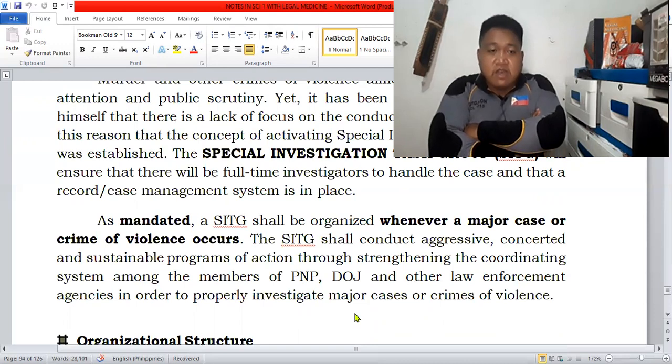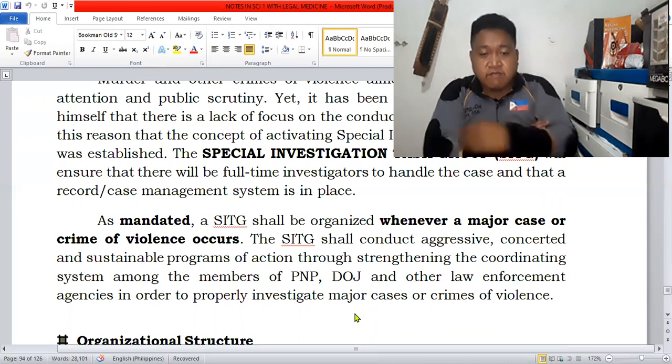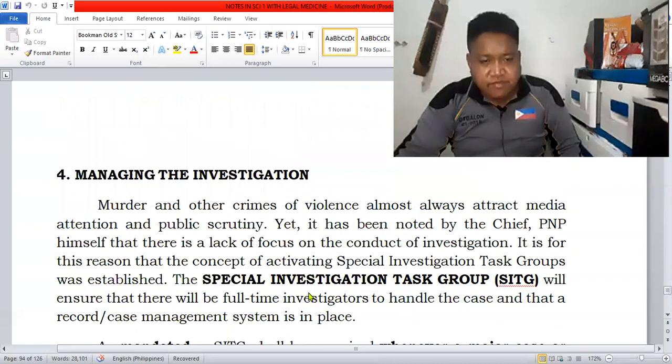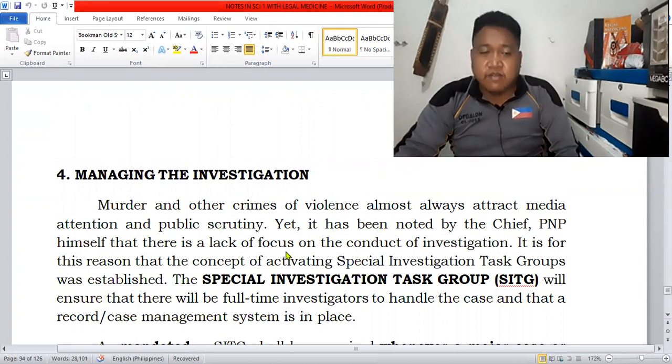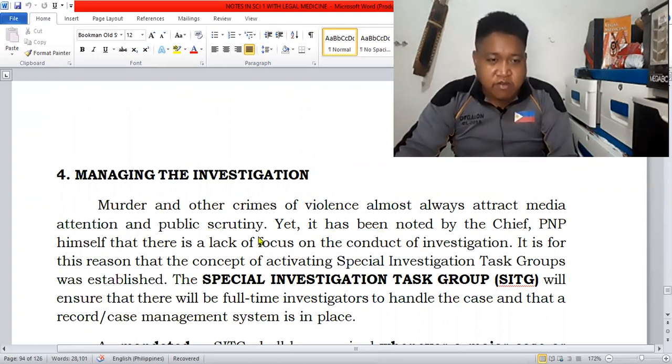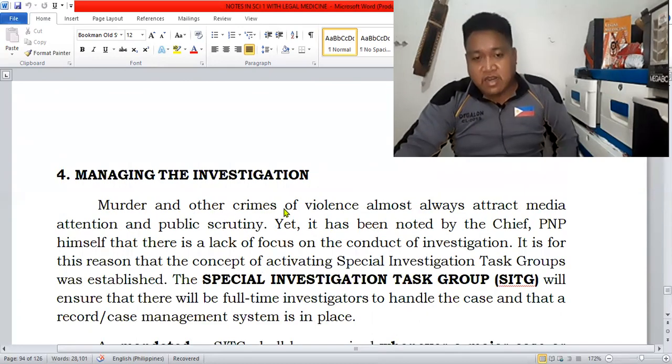So the SITG is activated only for these reasons, I hope you understand. First, it attracts media attention and there is public scrutiny. Third, there is lack of focus on the conduct of investigation. And most importantly, the crime involved is murder and other crimes of violence. Okay?